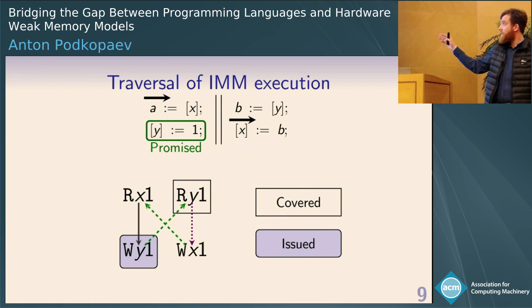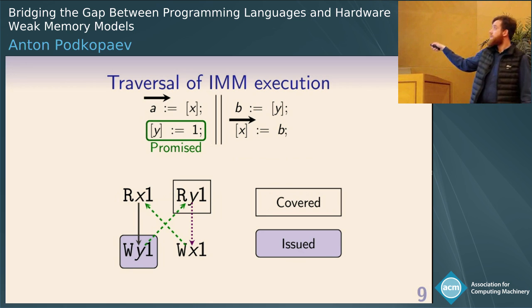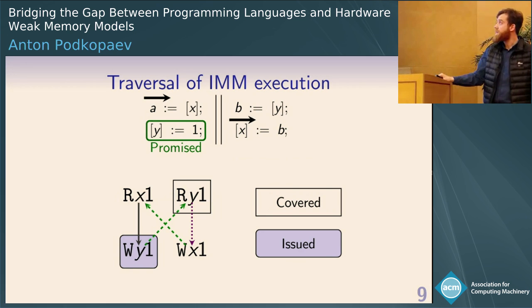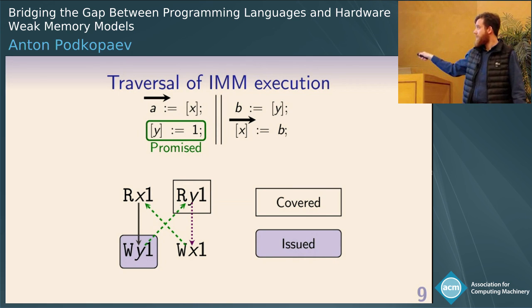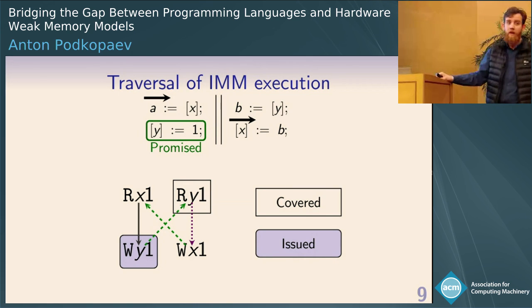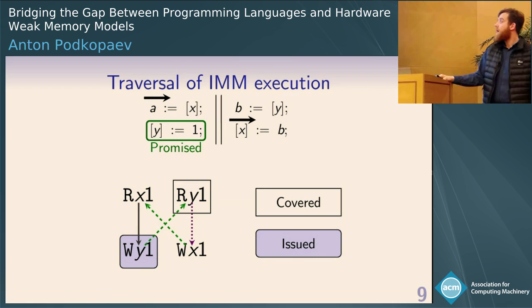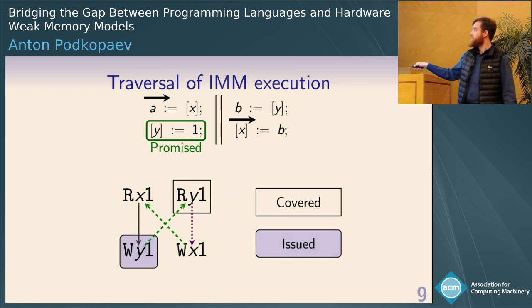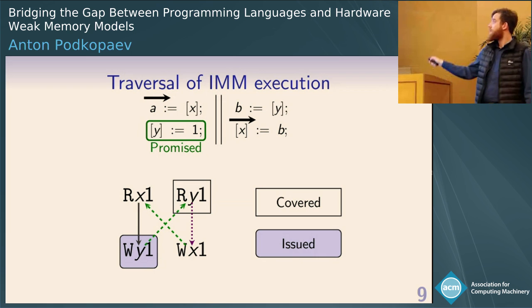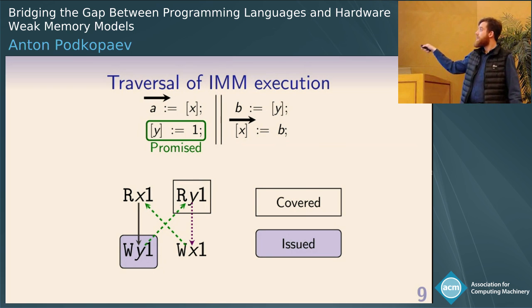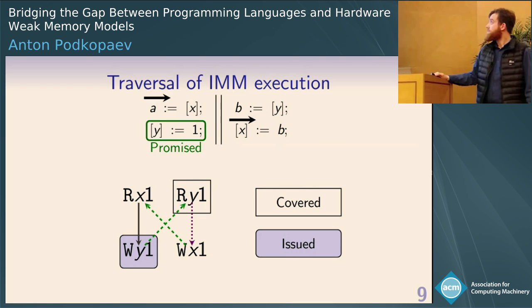So here we have some intermediate state of the promising semantics of executing that program, and we have some traversal configuration. Traversal configuration consists of 2 sets, covered and issued ones. Issued events correspond to writes being promised by the promising machine, and covered events correspond to instructions which are normally executed by promising semantics.